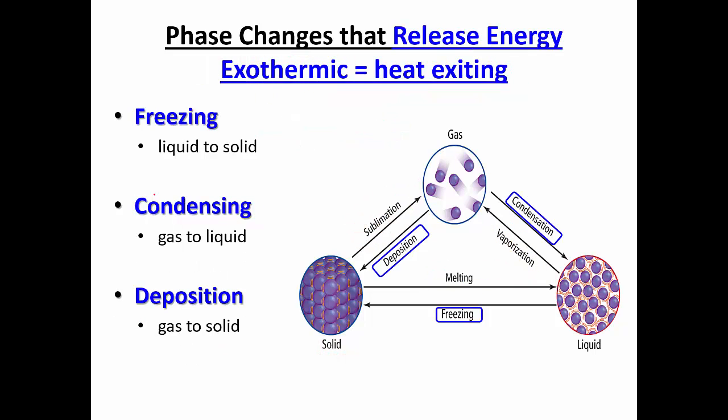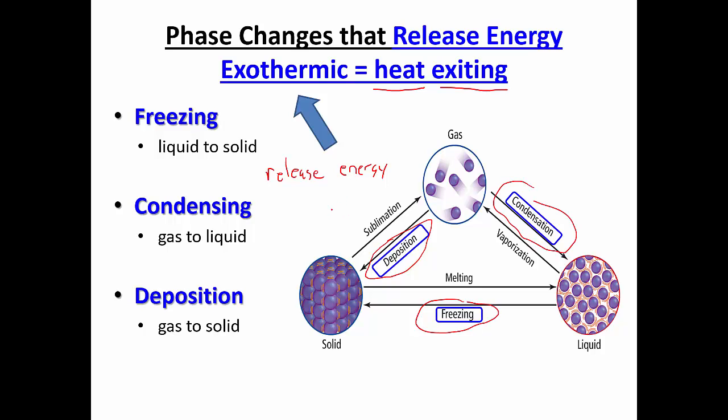The opposite version is exothermic. Exothermic is heat exiting, so it's going to leave the molecule. If we wanted to go from a liquid to a solid, we would release energy in order to form those intermolecular forces, causing it to go from a liquid to a solid, or a gas to a liquid, or even a gas to a solid to make dry ice. So deposition, making dry ice, freezing, condensation, all of those are releasing energy. Endothermic is heat going in, exothermic is heat being released.